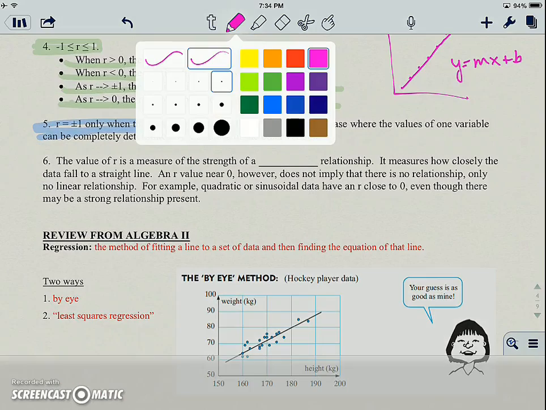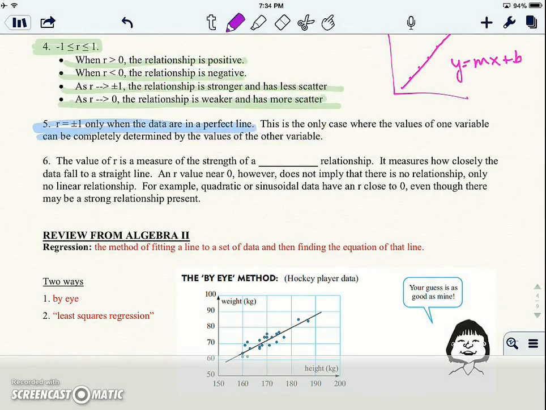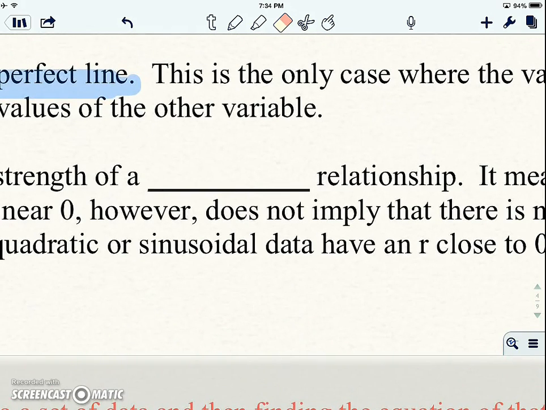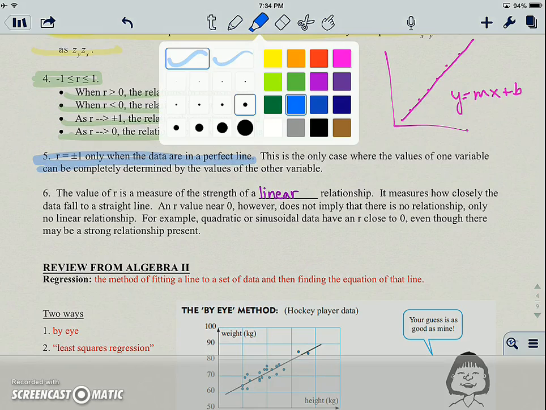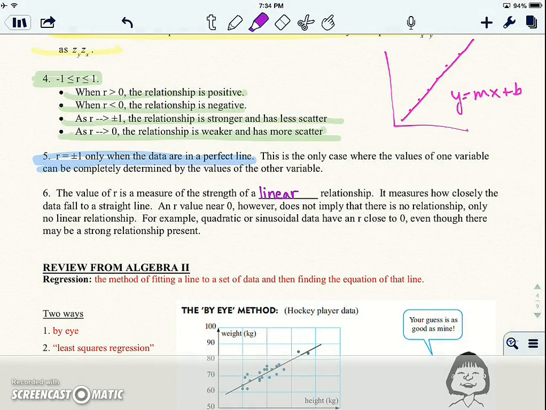And lastly, number 6, the value of r is measured by the strength of a linear relationship. Again, r is only for linear stuff. Now you can find r for exponential and everything else, but it's got a different name and it's really something else. It measures how closely the data falls into a straight line.